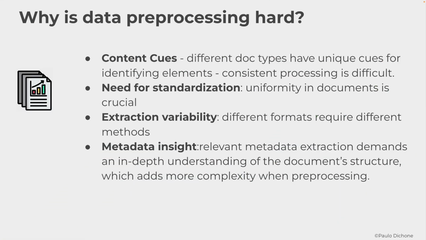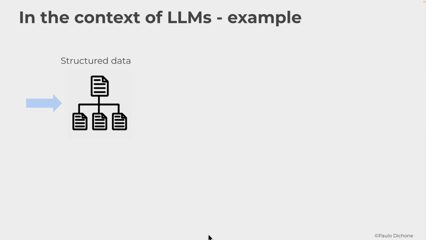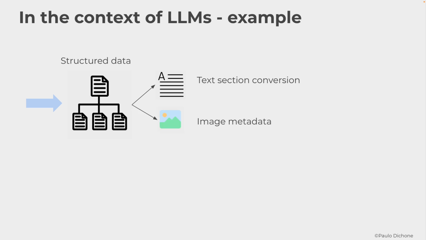So now that we understand why data pre-processing is hard and why we need it, let's continue in the context of large language models. Once we have gone through the process of taking the unstructured data, we get to the point where we have the structured data. This is the continuation from before. Now we take the mix of text, images, and tables, and we make this data useful for the large language model: we extract the text sections and convert them, we extract the image metadata, and we extract the structured JSON from the table. So we are now continuing the pipeline downstream of the extraction.